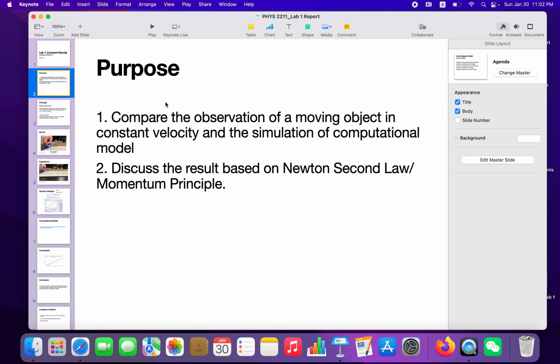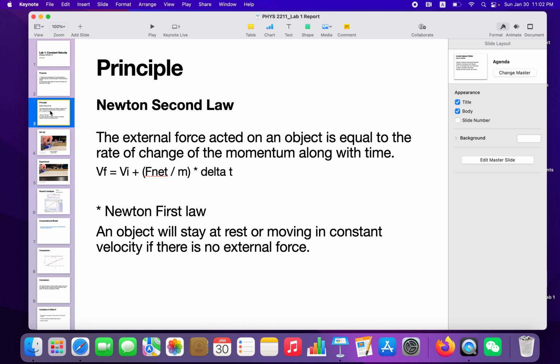The purpose of our lab is to compare the motion of a moving object to the simulation by the computational model, and we'll discuss the comparison result based on Newton's second law. The law basically states that the external force added on an object is equal to the rate of change of momentum with time.